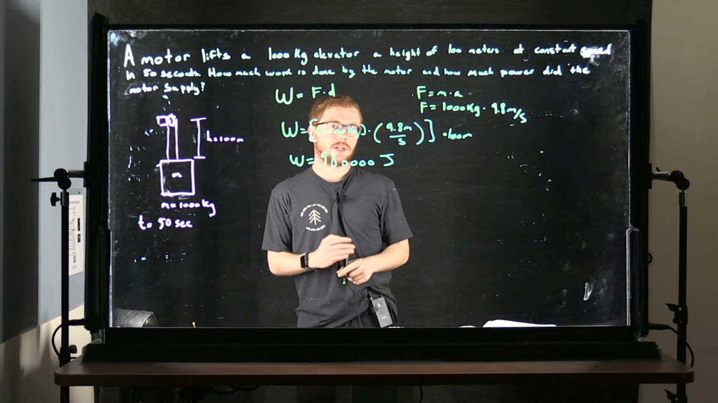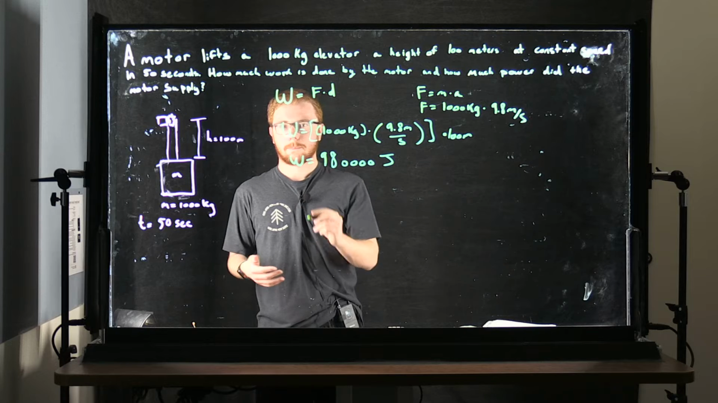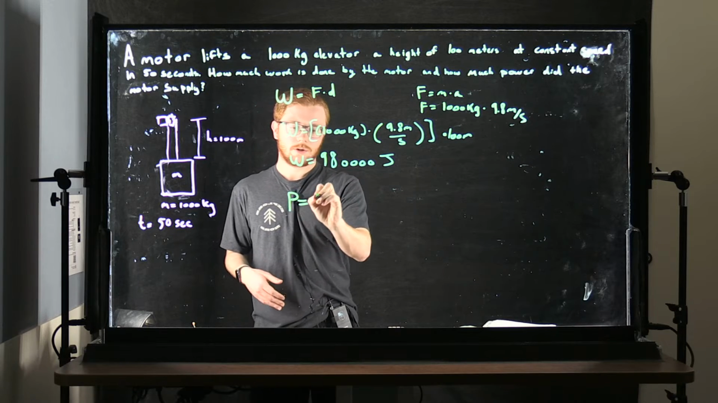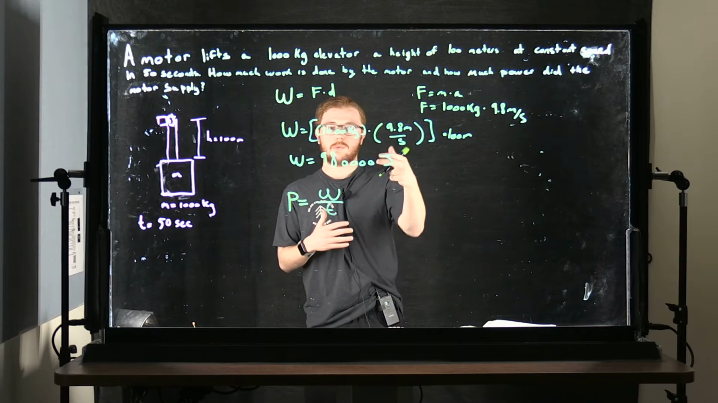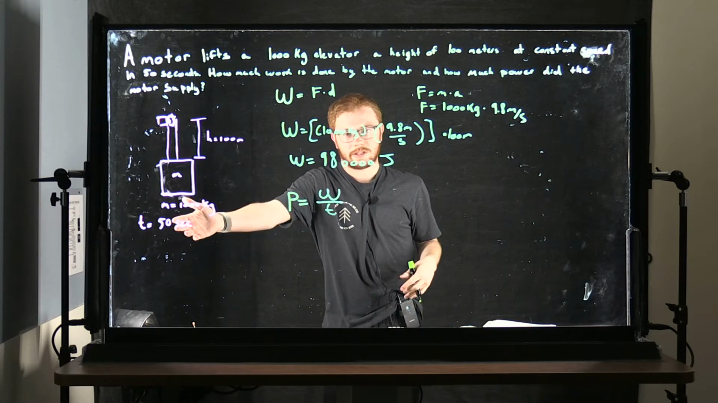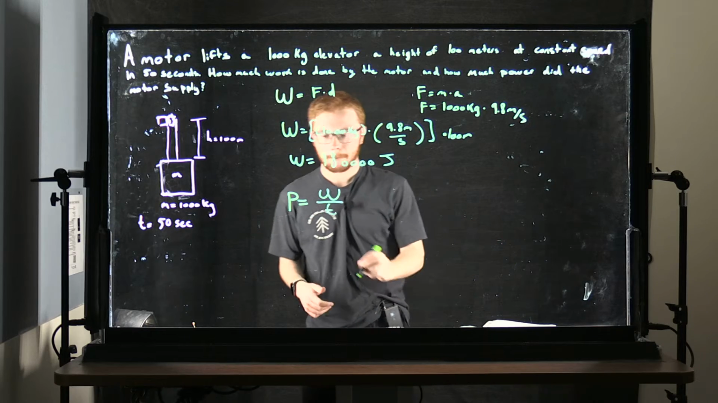And the power formula is the work divided by the time. So we have it right here as work over time. And the good thing is we're given both. We found the work now, and we were given the time over here. So let's plug it in.